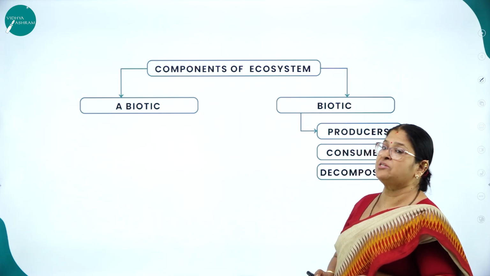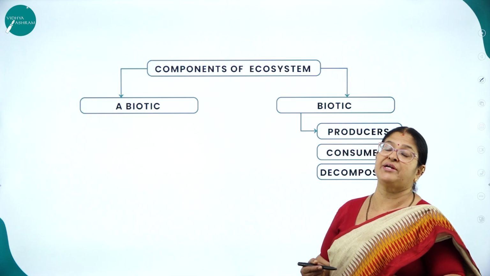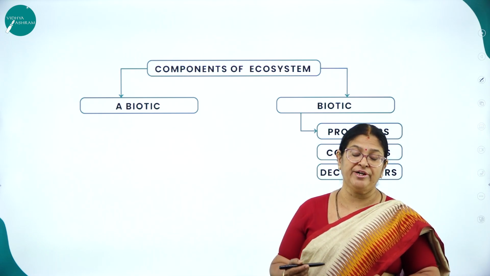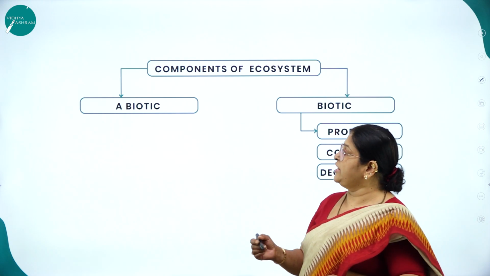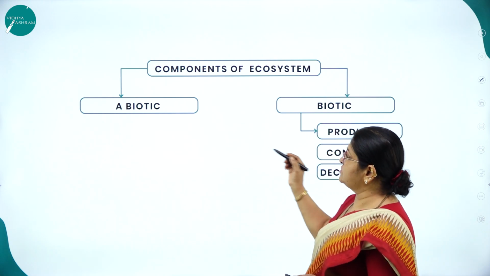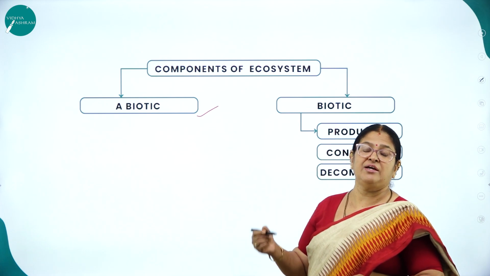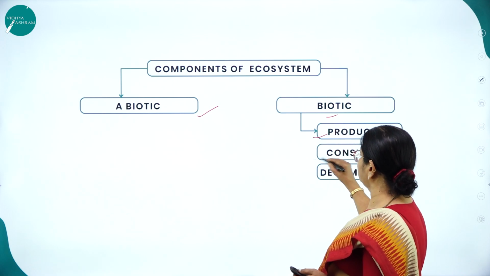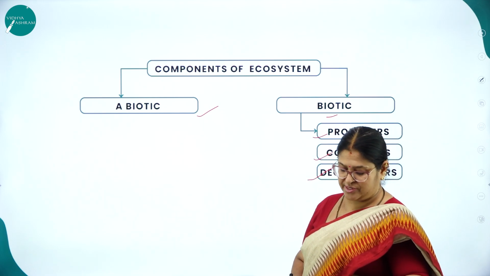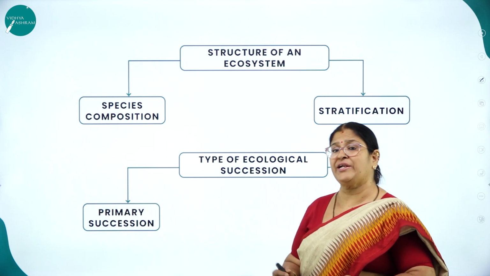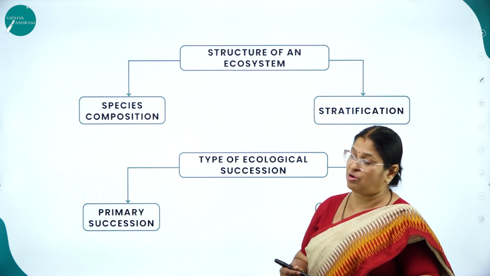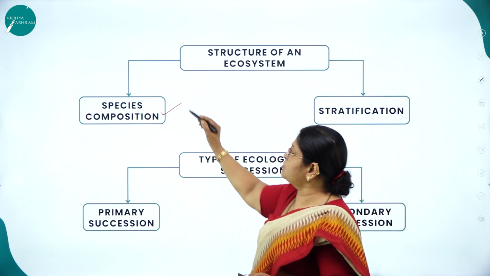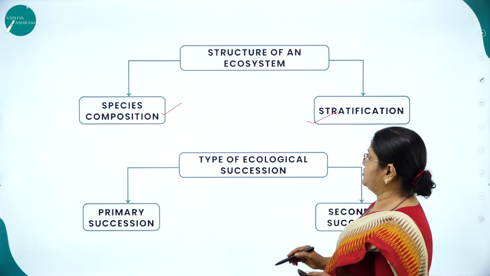Moving on to the components of ecosystem. As I already said in the beginning of this class, ecosystem is the structural and functional unit of biosphere which consists of abiotic and biotic factors. Abiotic factors like wind, light, air, etc. Biotic factors consist of producers, consumers and decomposers. Structure of an ecosystem. What exactly does an ecosystem consist of? What are the components of an ecosystem? It consists of species composition and stratification.